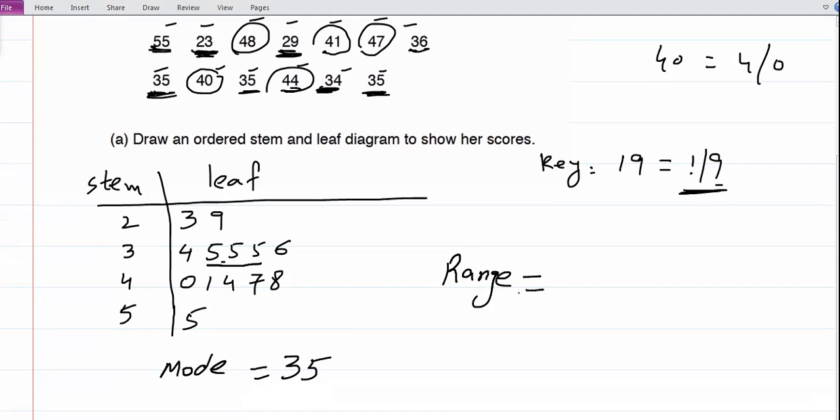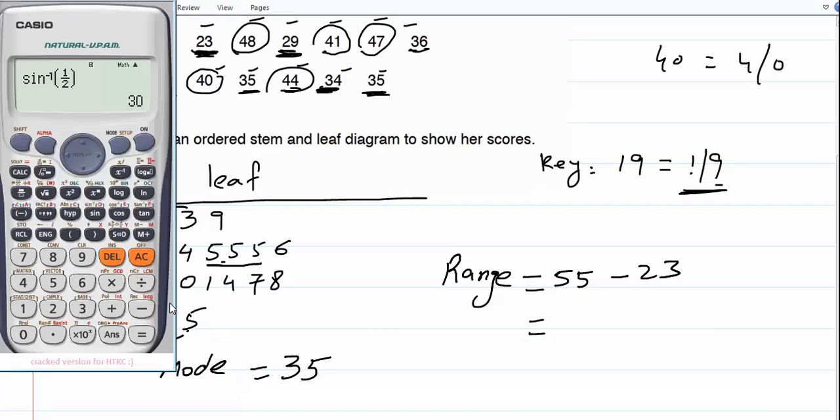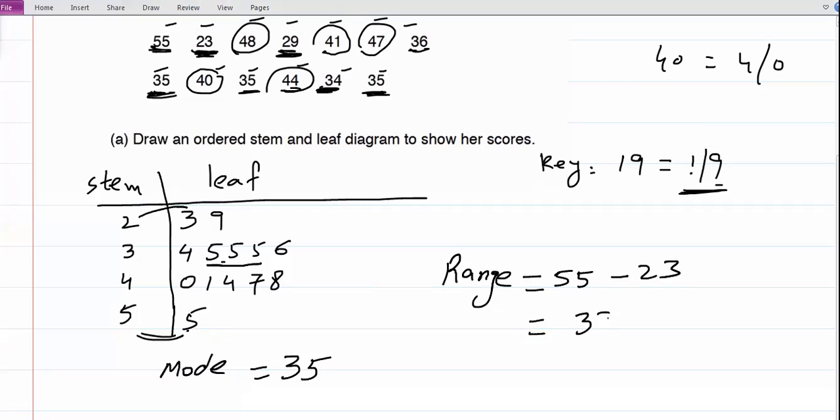If you are asked to find the range, now what will be the range? Range is always the largest value minus the smallest value. The largest value is this. You will write the value with the stem, with 5, this is 55. Minus the smallest value. Which is the smallest value? This is the smallest value, 23. So 55 minus 23 is 32. It means the range is 32.